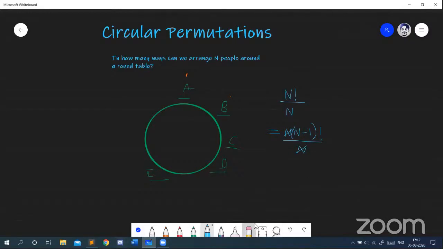But maybe there's another way to think about it. If you remember, last time we said, try to count the same thing in two different ways and maybe you'll get a beautiful result, right? Is there any other way in which we can reason why the answer is n minus 1 factorial and nothing else?